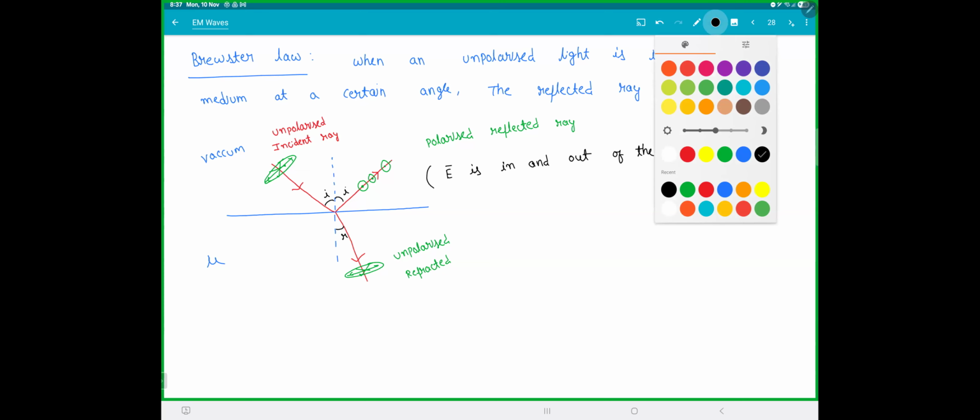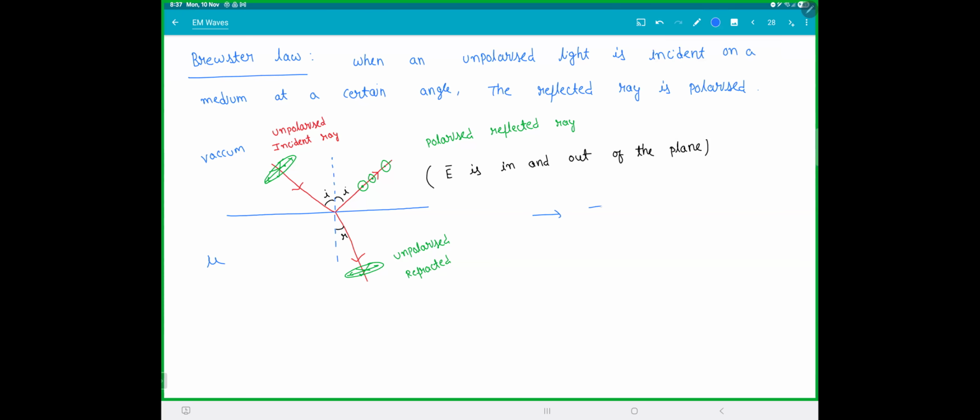Now here, a few questions. The first question is this. This happens at an angle where tan I is equal to mu. This angle, I equal to tan inverse mu, is called the Brewster angle. And that is the question: what is the Brewster angle? That is one question. Second thing, if you apply Snell's law, 1 into sin I is equal to mu into sin R, but mu is nothing but tan I.